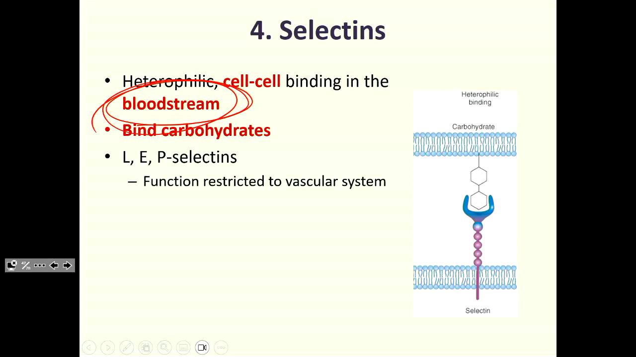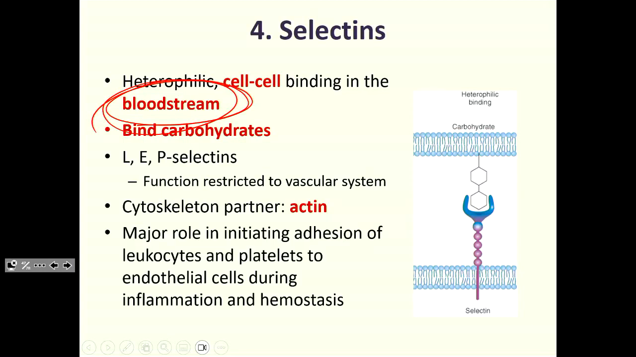Okay, so here again, restricted to the vascular system, we're talking about blood vessels. Cytoskeletal partner is actin. So you're going to make a table, okay? Make a table with all of this stuff that compares and contrasts these different cellular adhesion molecules, because you will be responsible for doing that on exams.